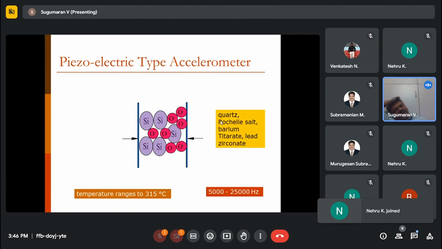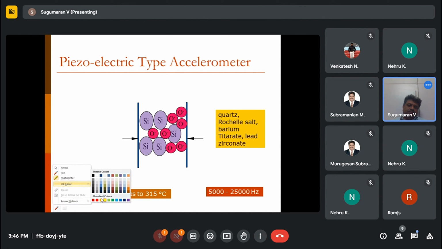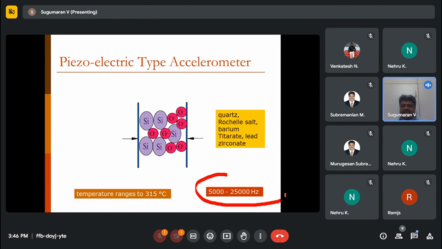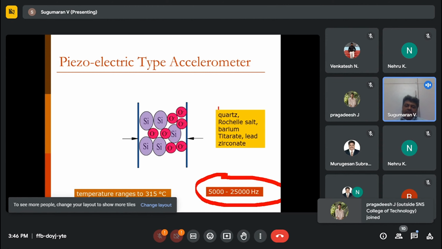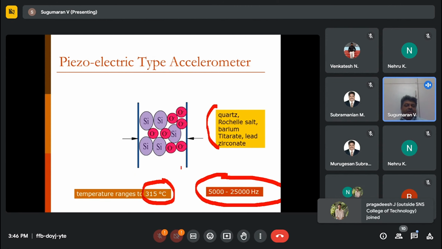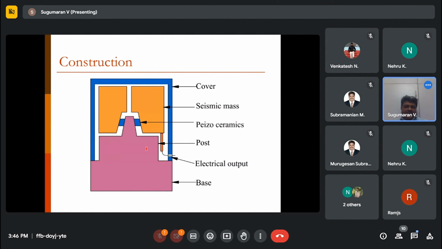The reason for that is found here. The reason is its dynamic range. It can measure from 5 kilohertz to 25 kilohertz of vibration signal. Very high frequency signal, it will be able to measure. Okay, this is the piezoelectric type accelerometer. The piezoelectric principle, you may know, the piezoelectric material is presented here. You can go up to 315 degrees Celsius from an application point of view. All these are advantages of the piezoelectric type accelerometer.